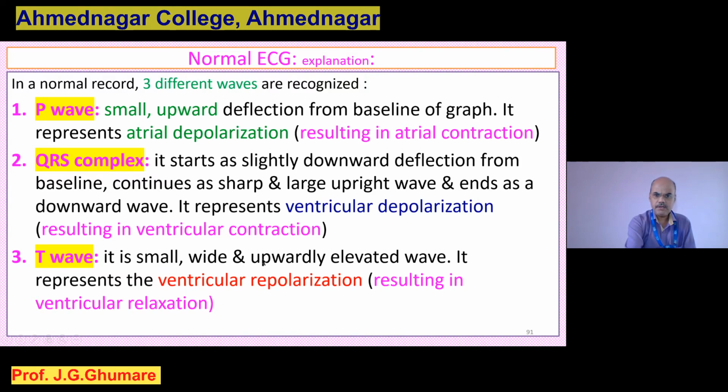And the last one is the T wave. I told you it is the small and wide but a little bit upward elevated wave, and the one which represents ventricular repolarization, I'm sorry, means ventricular relaxation. So how do the waves travel? The P wave will result in atrial contraction. The QRS complex will result in ventricular contraction, and the T wave will result in the total joint diastole. Remember, okay.